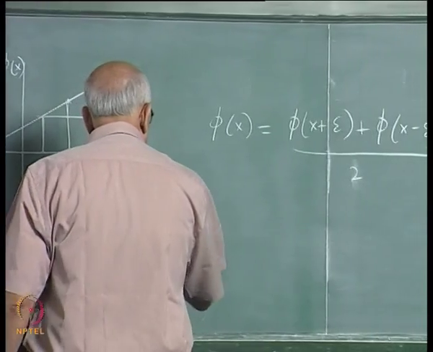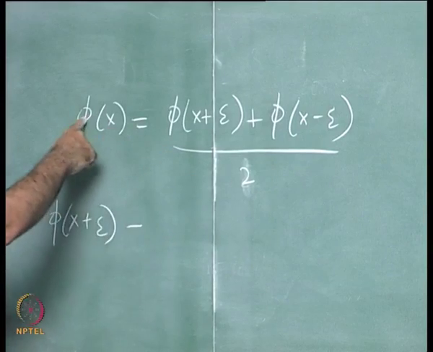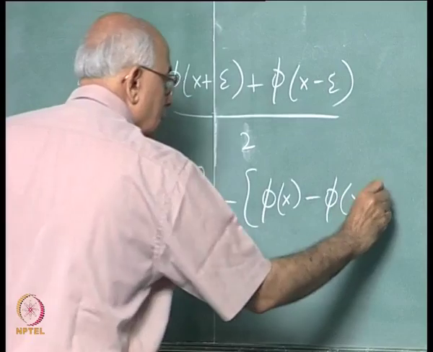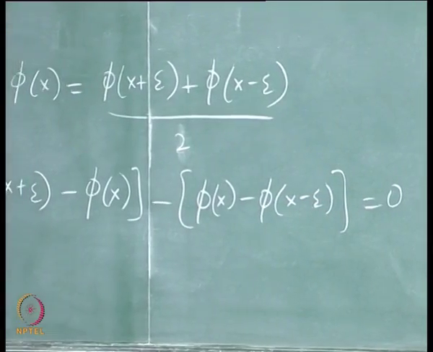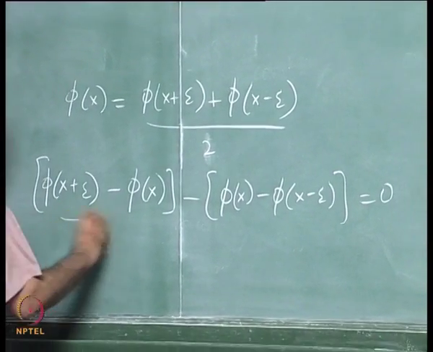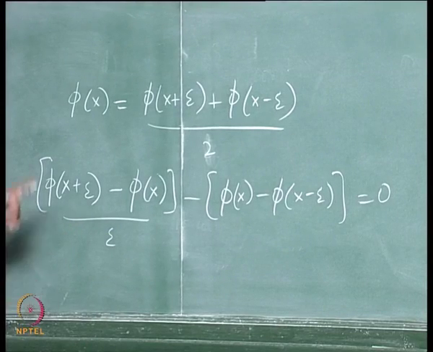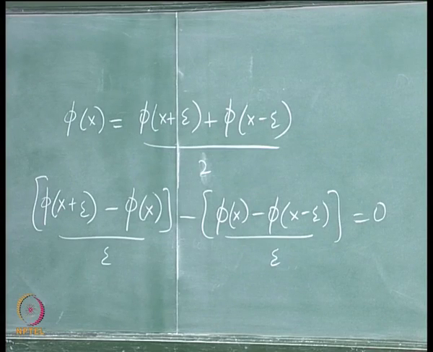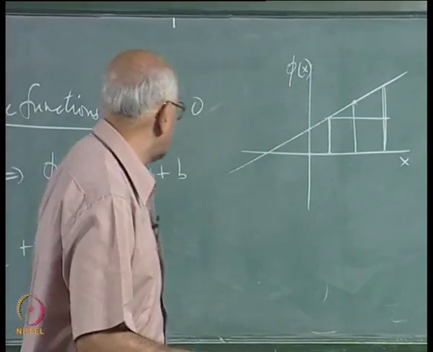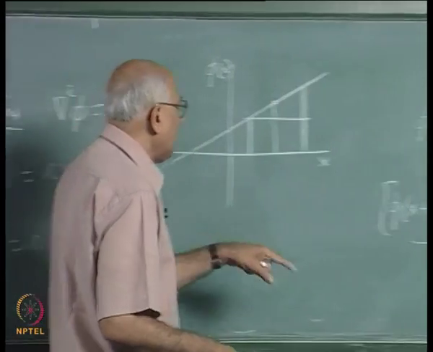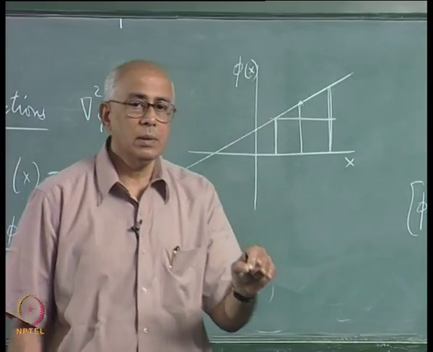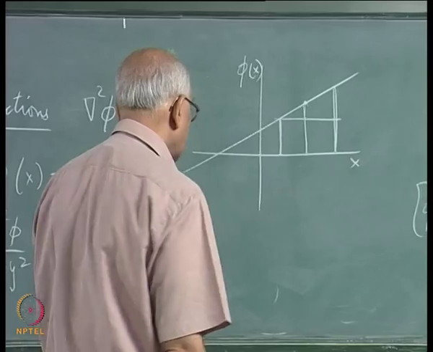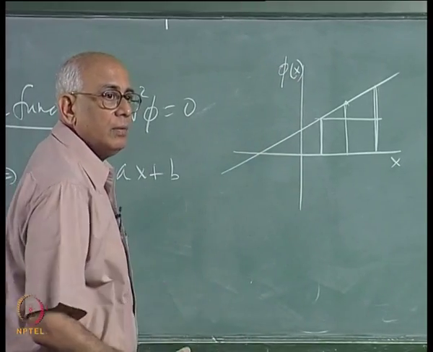In fact, you could go back from this and write this as phi of x plus epsilon minus twice phi of x, and let me write that as phi of x minus phi of x minus phi of x minus epsilon equal to 0. That is just this equation rewritten. Now what is this? If I divide this by epsilon, it is the right derivative, and this here is the left derivative at the point x. And if I take the difference between the two and divide by another epsilon, I actually get the second derivative, and that is how you end up with the second derivative being 0. So it reflects this mean value property. The value at any point is the arithmetic mean of the values at two points equidistant from it on either side of it. That is the basic property of a function whose second derivative vanishes.